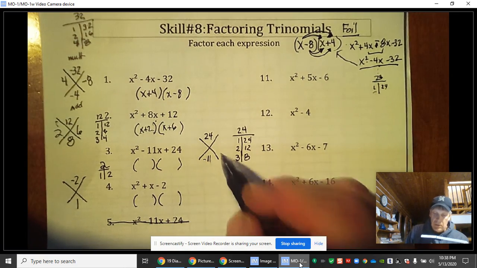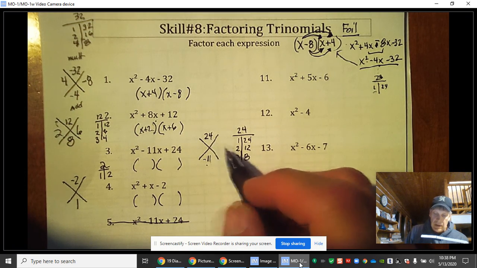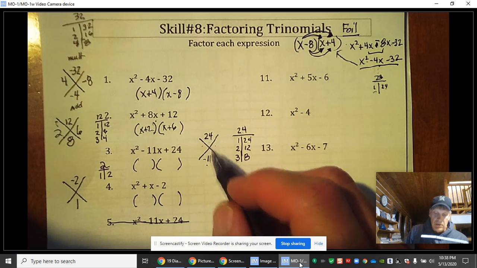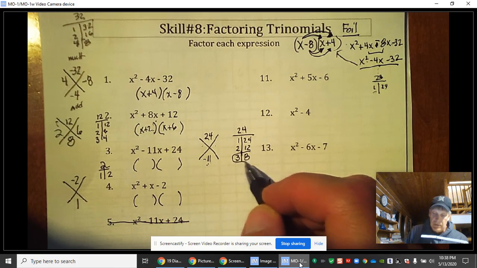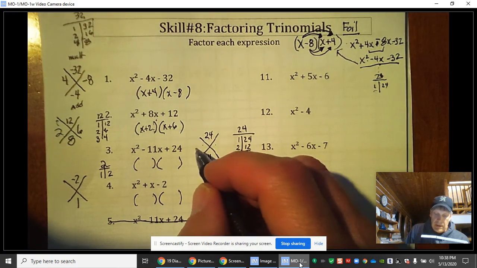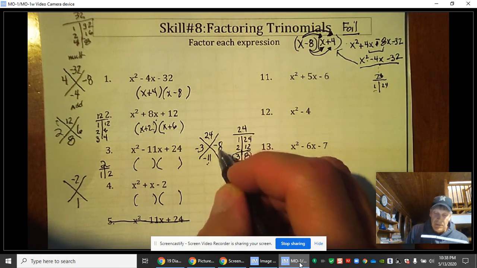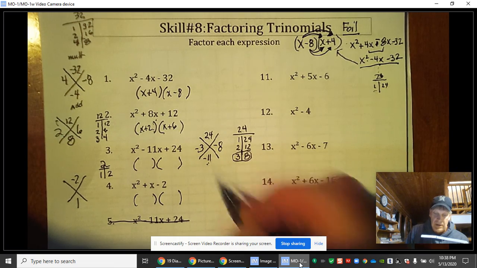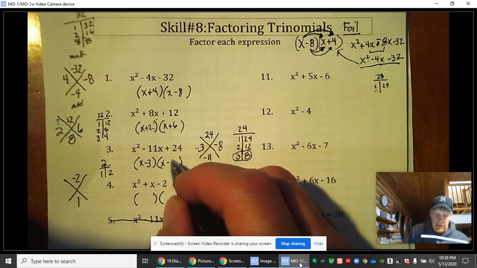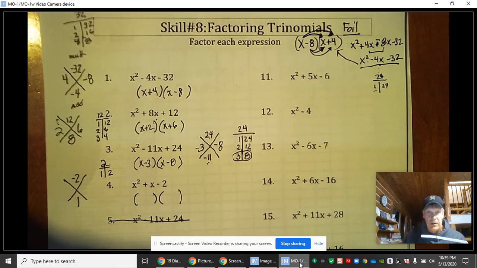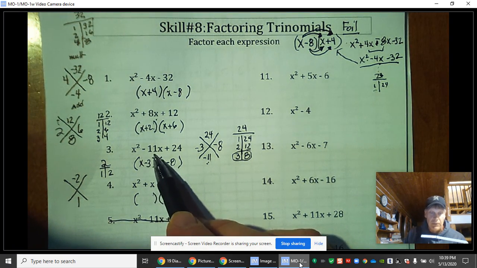All right, number 3. What multiplies to 24 and adds to negative 11? Well, I know they both have to be negative to multiply to a positive and add to a negative. Well, the only way to get 11 is 8 and 3. So I'm going to get negative 3 and negative 8. They multiply to positive 24, they add to negative 11. Those are your answers. X minus 3, x minus 8. It's the same thing you were doing yesterday, but now you just have to put them into your parentheses. If I multiply that out, I'm going to come back with this.